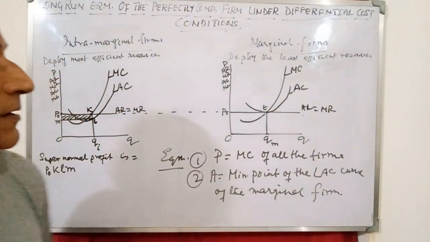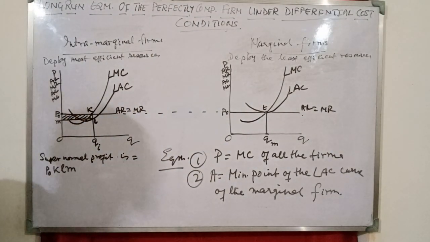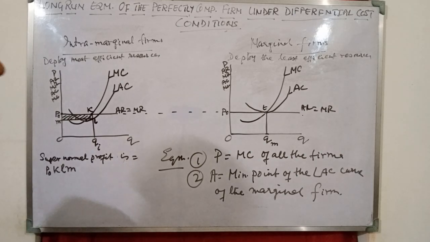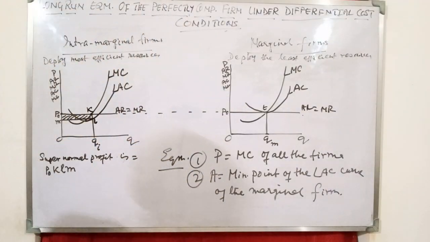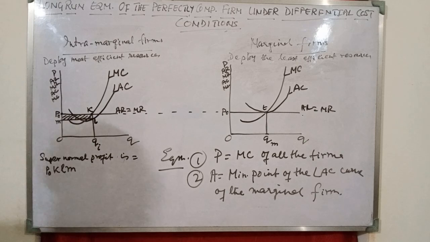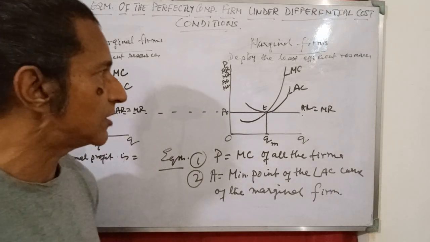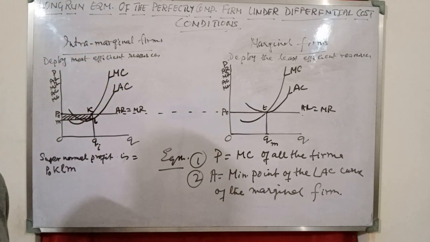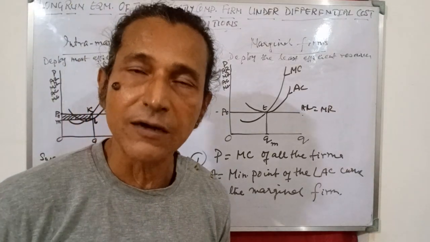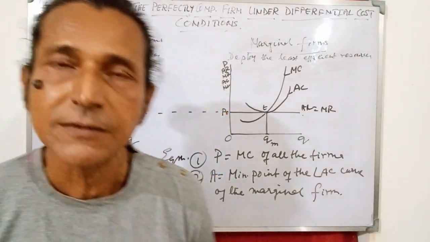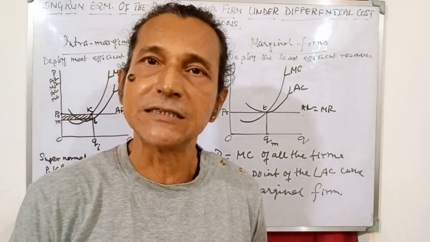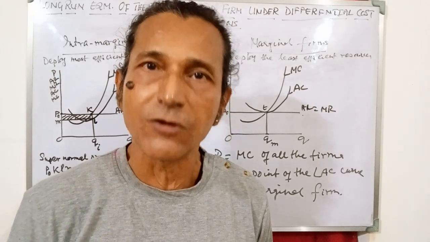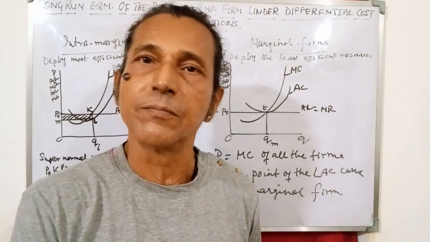So a firm in the perfectly competitive market, in the long run, under differential cost conditions, is in equilibrium when the intra-marginal firms earn supernormal profit and the marginal firm or marginal firms earn only normal profit, and the price is equal to the marginal cost of all the firms and is equal to the minimum of the long run average cost of the marginal firm.